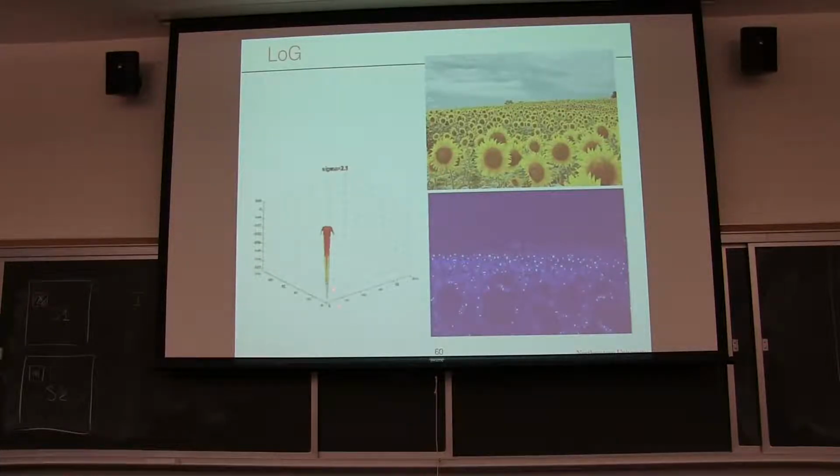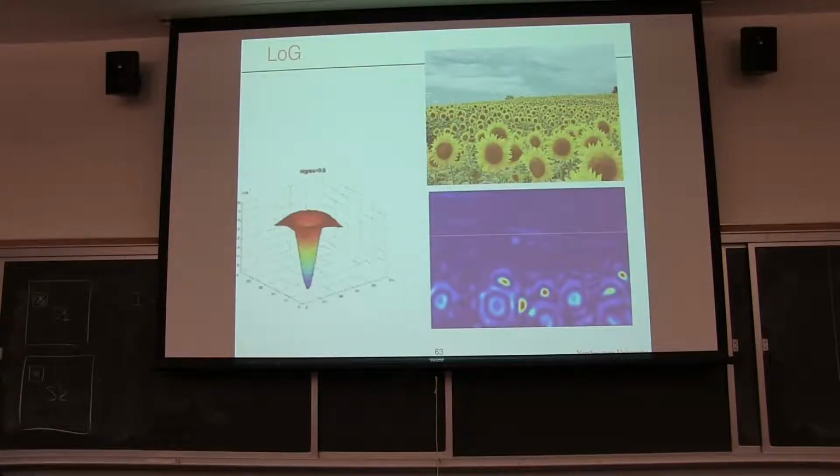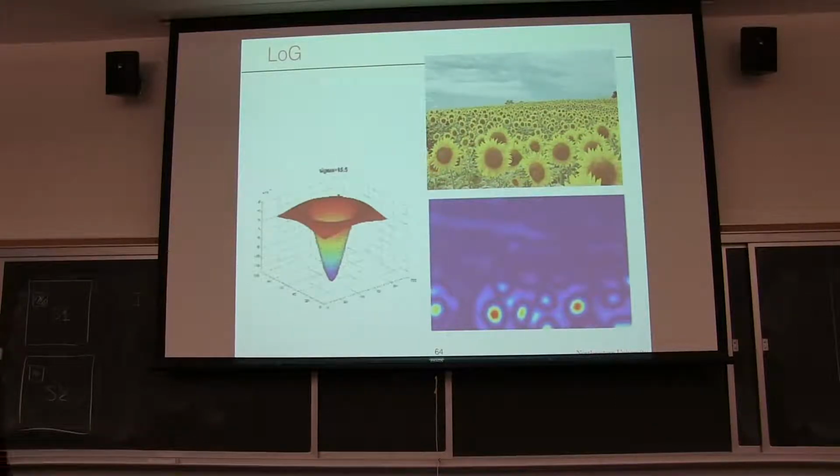So I apply a small Laplacian of Gaussian filter with a small sigma, and I get high detections, bright spots, at the places where I have small circles. If I increase sigma, now I start getting detections at bigger circles, bigger and bigger. So by changing the scale of the filter, I'm finding things that have different scales in my image. I'm finding the right scale at each different location.